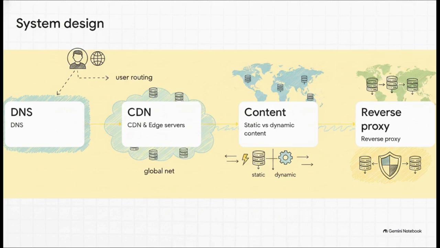Think about the flow. Step 1, intelligent DNS routes the user. Step 2, we utilize CDNs and edge servers like Cloudflare or CloudFront, casting that global net to absolutely kill latency. Step 3, we neatly separate our static versus dynamic content, serving those static assets instantly right from the edge. And finally, step 4, we funnel all that heavy lifting dynamic traffic through a reverse proxy to distribute the backend loads safely. Mastering this sequential flow, that is the golden rule of modern architecture.